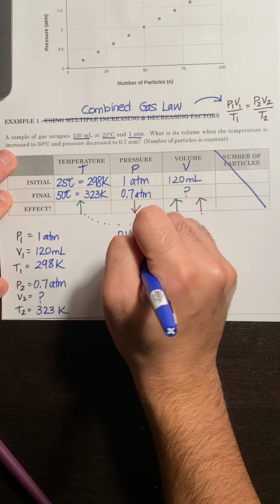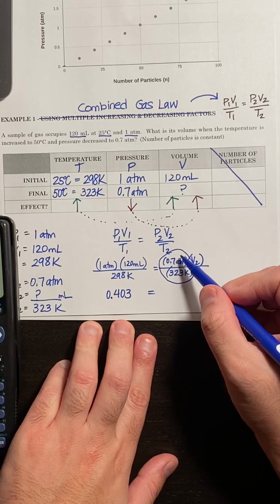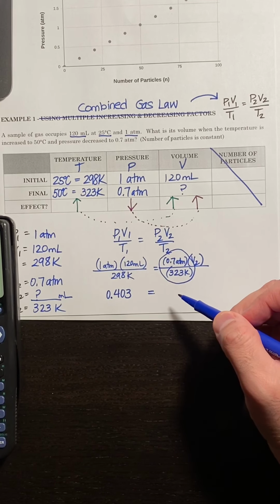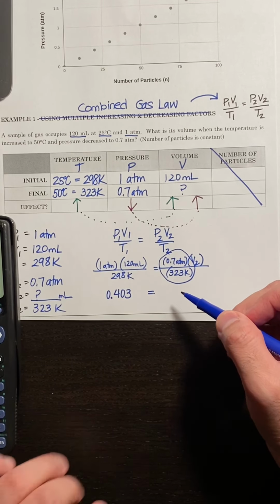And so I like to just combine and do all the math on one side. On this one side, I have 1 times 120, divided by 298. So this left side becomes 0.403. On the right side, I have 0.7 divided by 323, and that's multiplied times V2. I could just combine these two first: 0.7 divided by 323, and I get 0.00217 times V2.